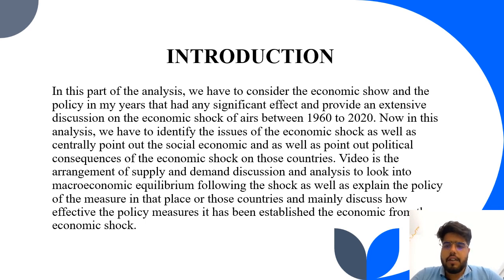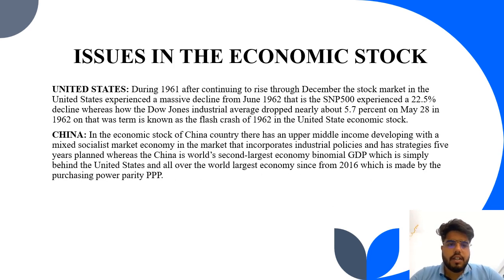Okay, so I would like to consider these two countries, United States and China. In United States, during 1961, after continuing the rise through December, the stock market in United States experienced a massive decline from June 1962, that is the S&P 500. This incident is known as the S&P 500, which experienced a 22.5% decline, whereas the Dow Jones Industrial Average dropped nearly about 5.7% on May 28 in 1962 itself.